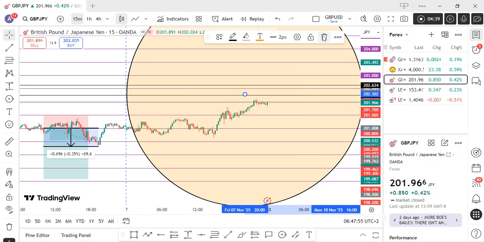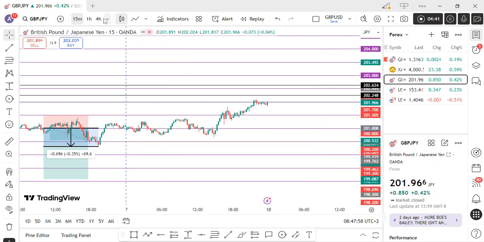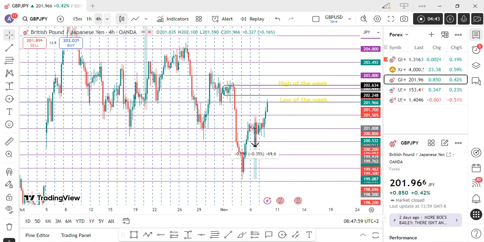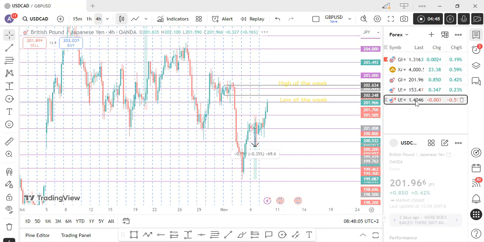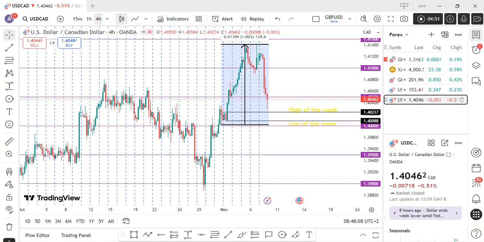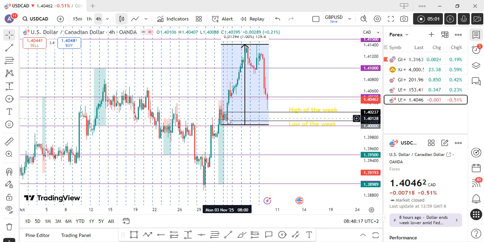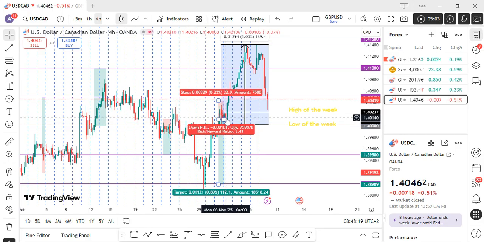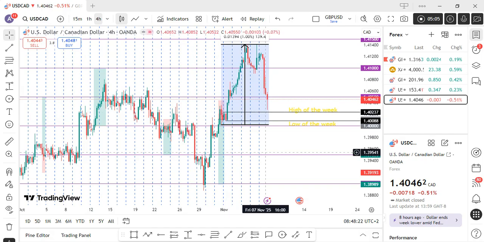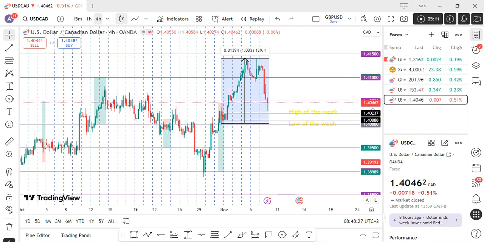GBPJPY. And another typical example is when I go to my 4 hour, you can clearly see from my USD card. Let's calculate the peak movement again after marking the weekly high and low. I want you to definitely pay attention. On Monday, as you can clearly see, after marking the high and low of the week, what happened? Price broke above it, and price did how many pips movement? 139 pip movement. That was what price did.